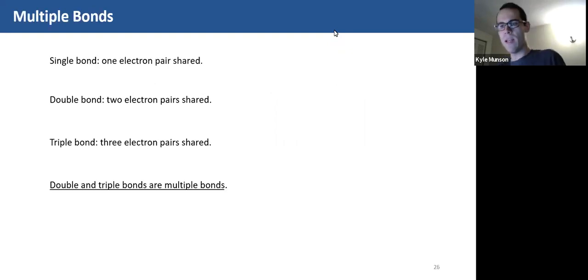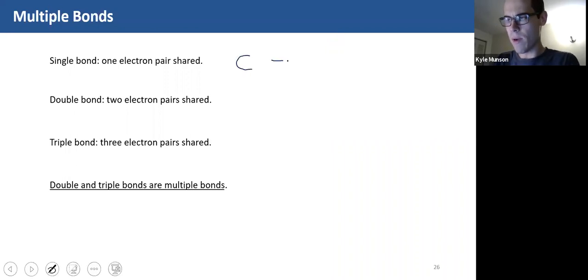Okay, so a single bond, only one electron pair is shared. So if I had carbon atoms here, this is what it would look like. So one pair is shared. And remember, each one of these lines represents shared electrons. So if I put two dots there, they're the two electrons that are shared between these carbon atoms.